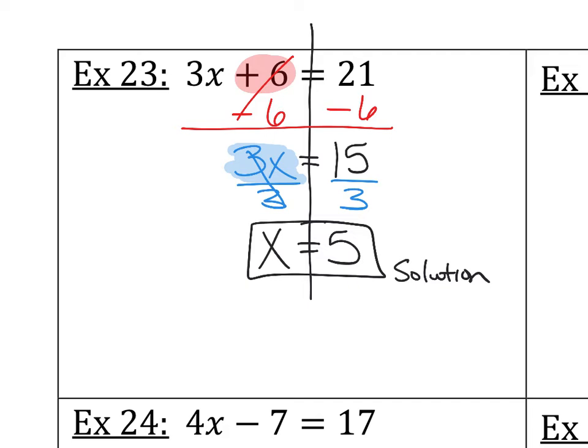Correct. Okay. So solving is reverse PEMDAS, and if we wanted to check our work, we would just plug that number 5 in for x in the original equation to see if it is actually equal to 21.